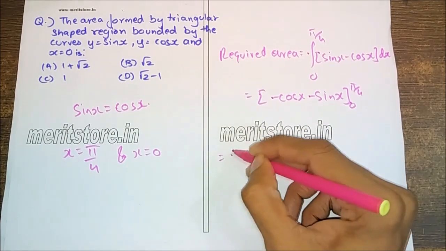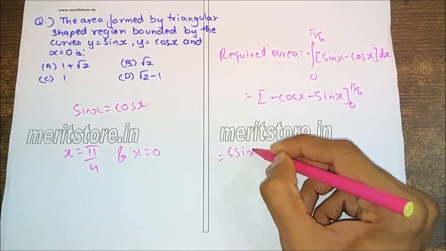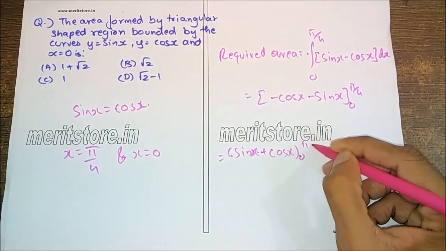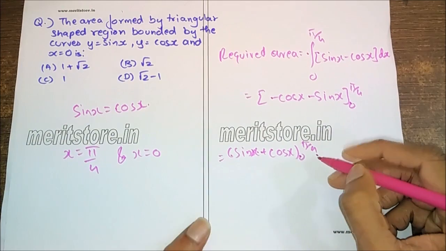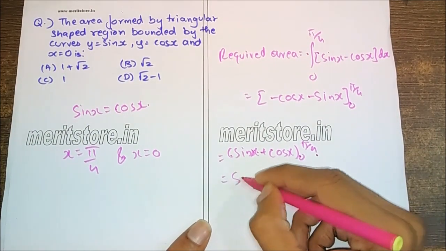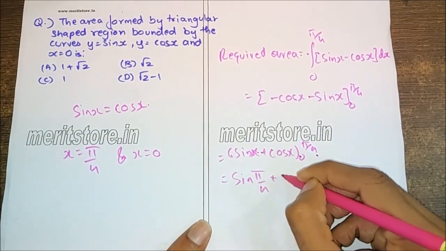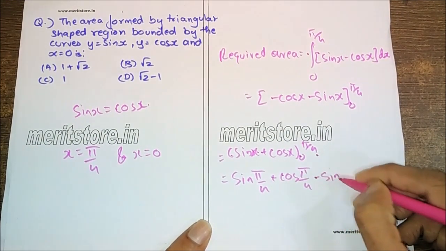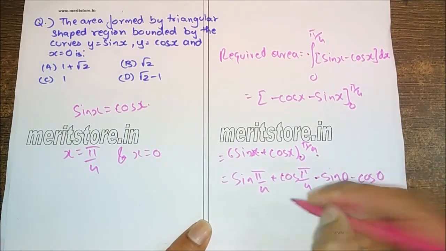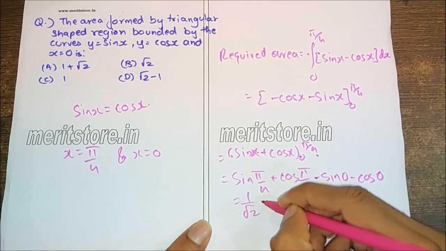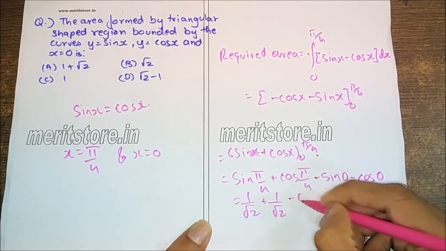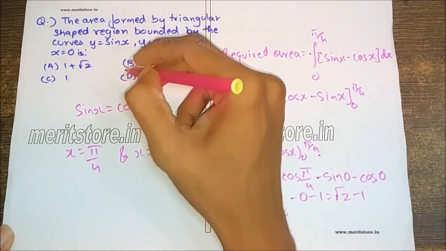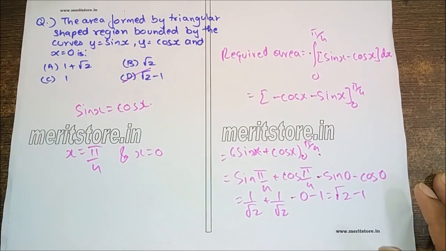sin x plus cos x from 0 to pi by 4, which is, we substitute the value, we get sin pi by 4 plus cos pi by 4 minus sin 0 minus cos 0, which is equal to 1 upon under root 2 plus 1 upon under root 2 minus 0 minus 1, which is equal to root 2 minus 1. Which is, we see our answer matches with option D. Therefore, option D is the correct answer.